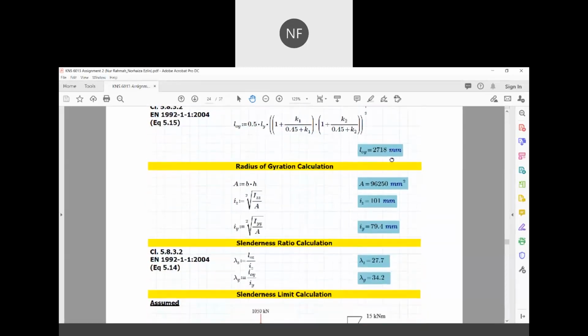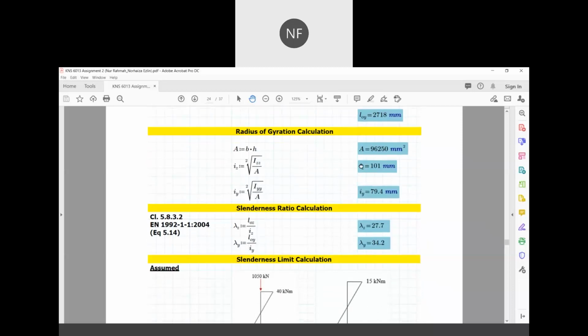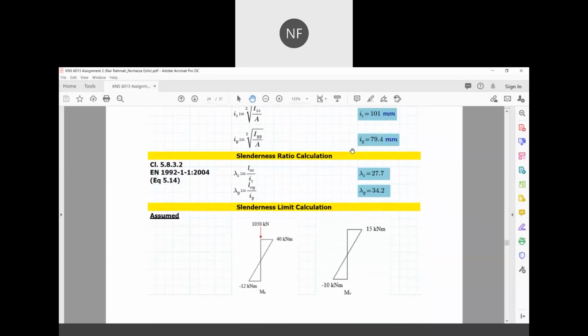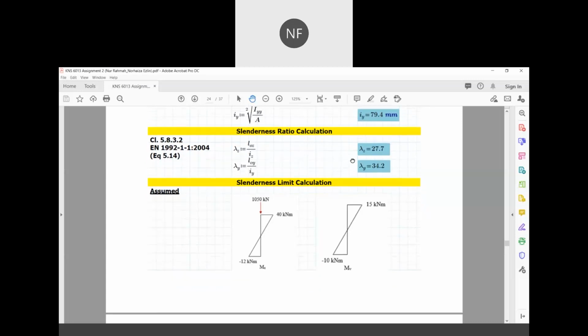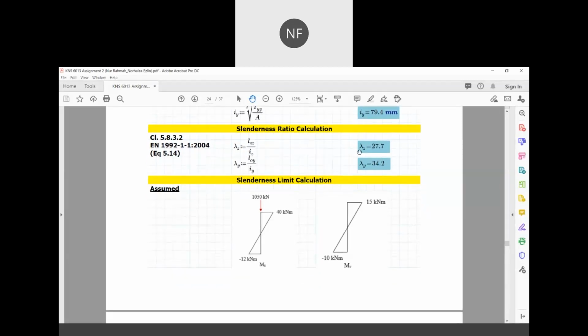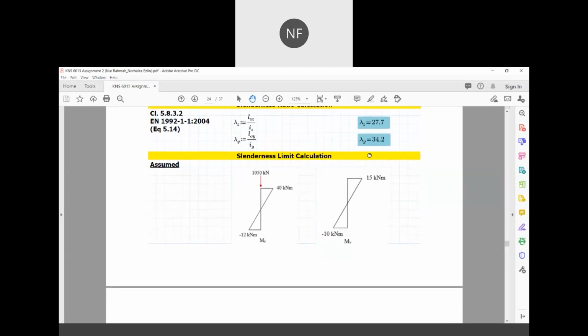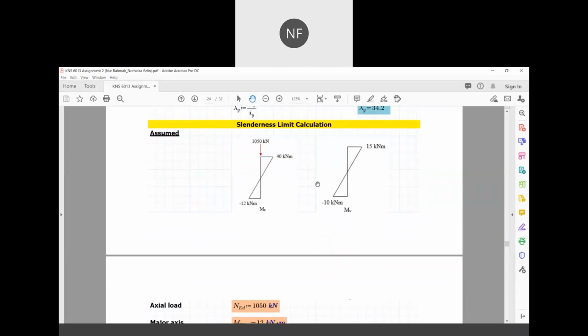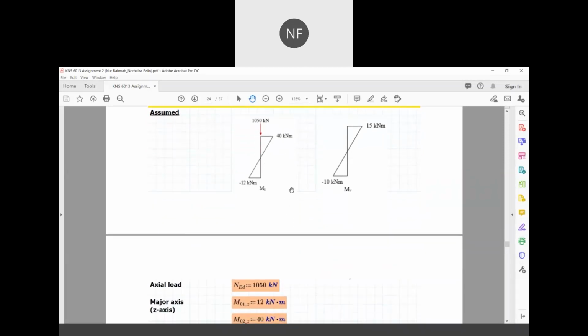So for the radius of gyration calculation at the z-axis, it is equal to the square root of the moment of inertia at the z-axis divided by the area of the column, which is equal to 101 mm. As for the y-axis, it is equal to 79.4 mm. And we proceed to the slenderness ratio calculation for both axes, where the z-axis is equal to 27.7 and the y-axis is equal to 34.2. And for the slenderness limit calculation, here we are making an assumption where the axial load is equal to 1050 kilonewton.